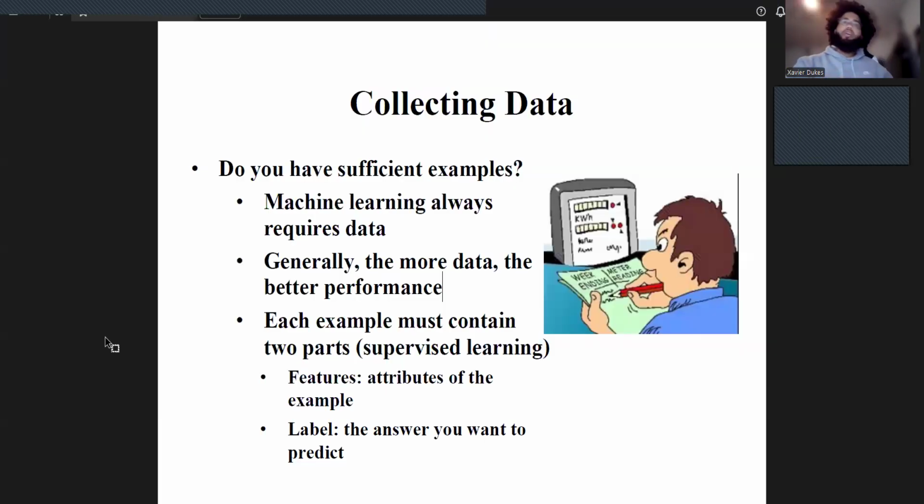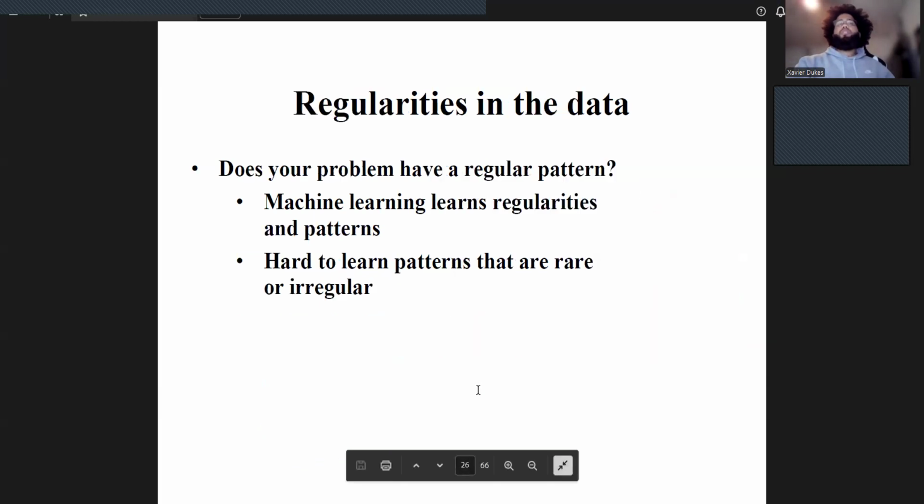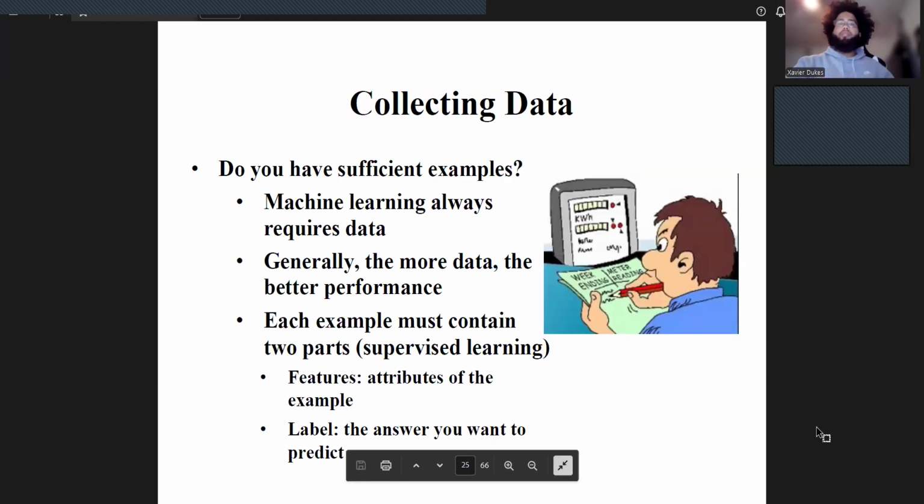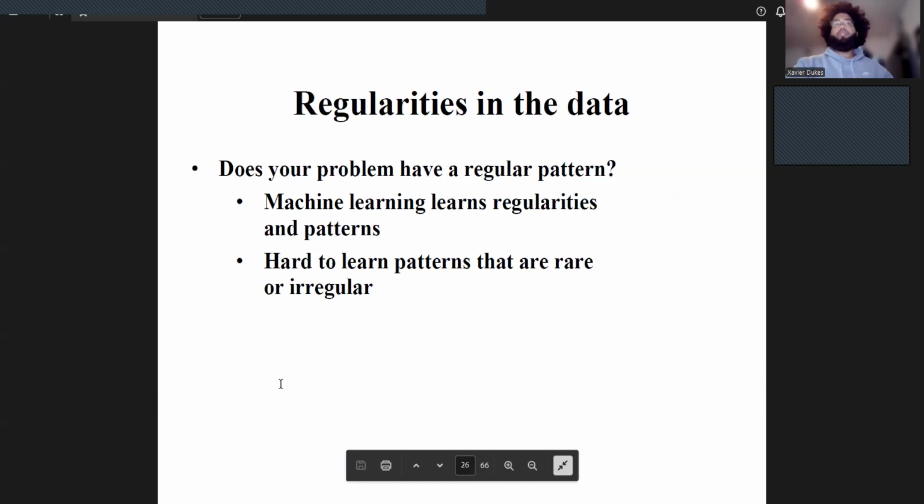It's a complex issue. So we want the model to be able to generalize the best that it can. Each example must contain 2 parts: the features or attributes of the example, and then the label or the answer that you want to predict. Your data needs to be somewhat regular. Machine learning learns regularities and patterns. It's difficult to learn patterns that are rare or irregular.